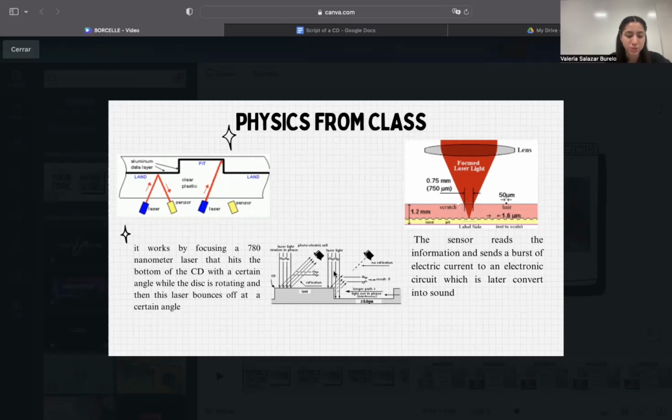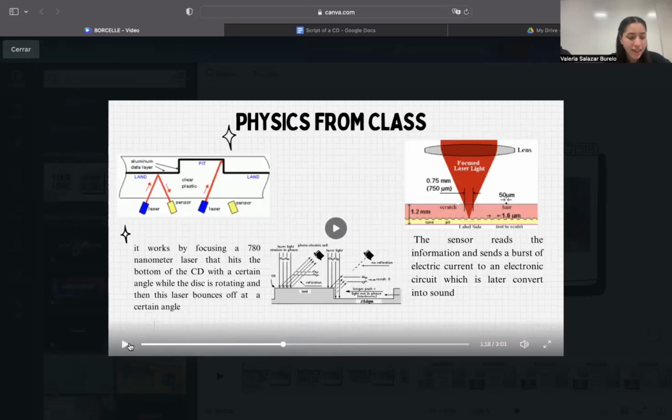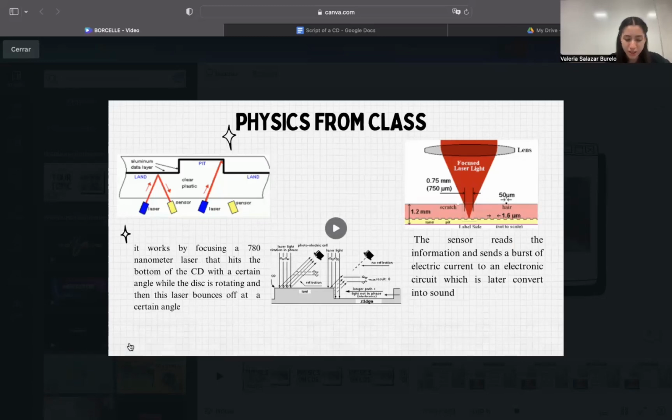But how can the information be read? Well, it works by focusing a 780 nanometer laser that hits the bottom of the CD at a certain angle while the disc is rotating. Then this laser bounces off at a certain angle, generating refraction, what we saw in class, and then the sensor reads the information and sends a burst of electric current to an electronic circuit, which is later converted into sound.